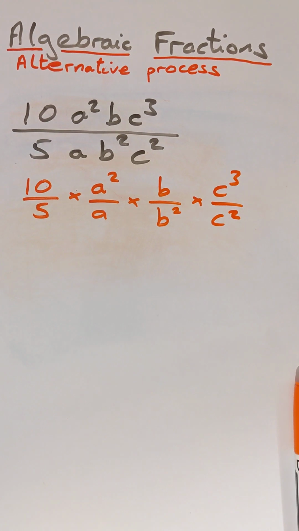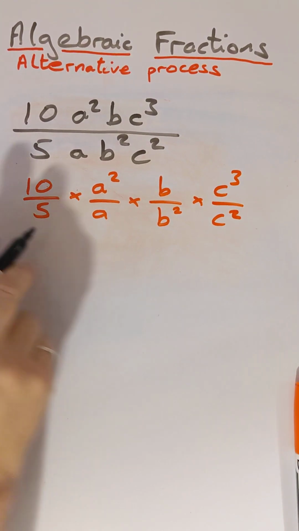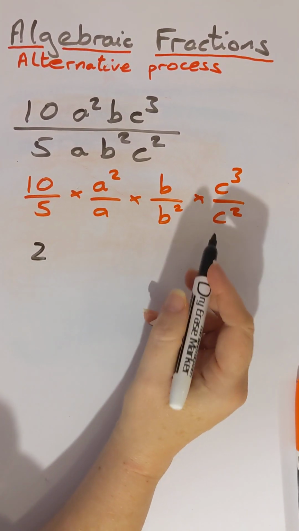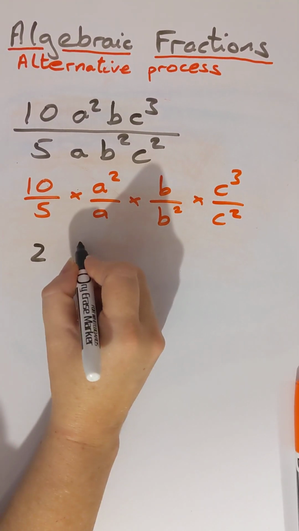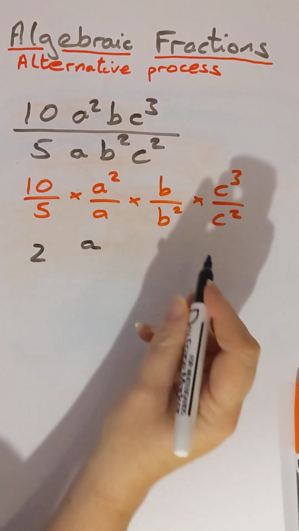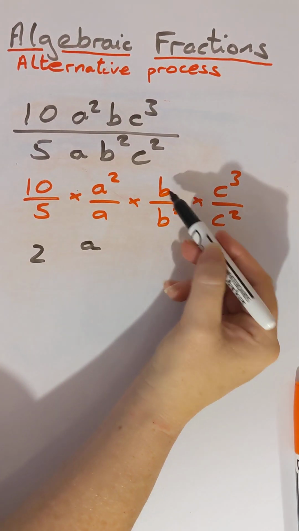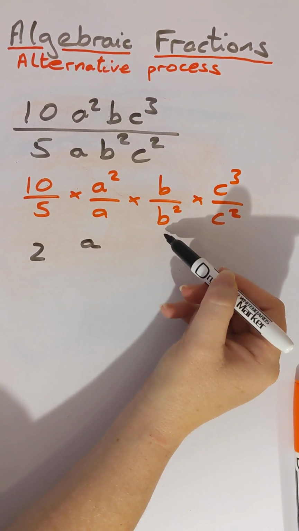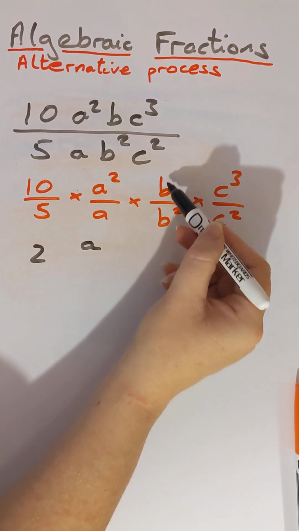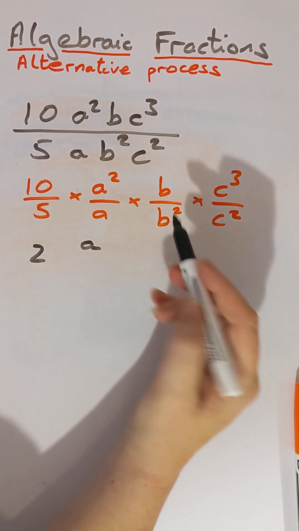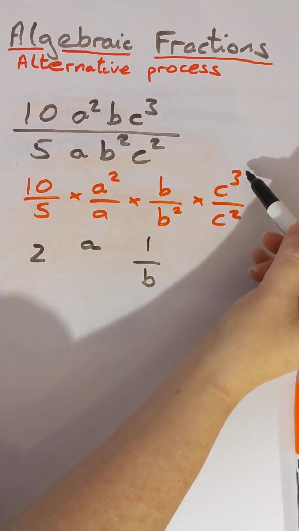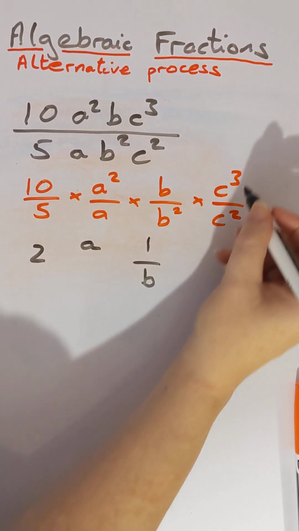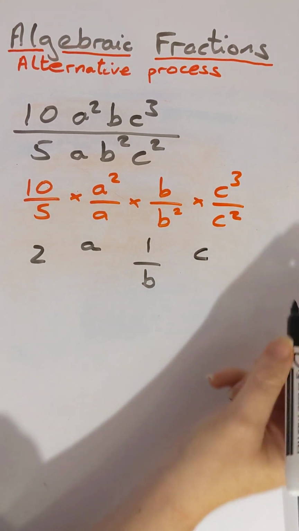We can see that 10 divided by 5 is 2. A squared over a, that leaves us just one a on the top. B over b squared, we get rid of the one from the top and one of the b's from the bottom, so we have 1 over b. And c cubed over c squared, we have just one c left on the top.